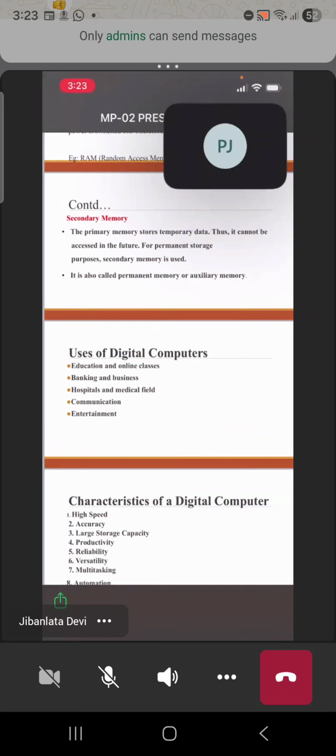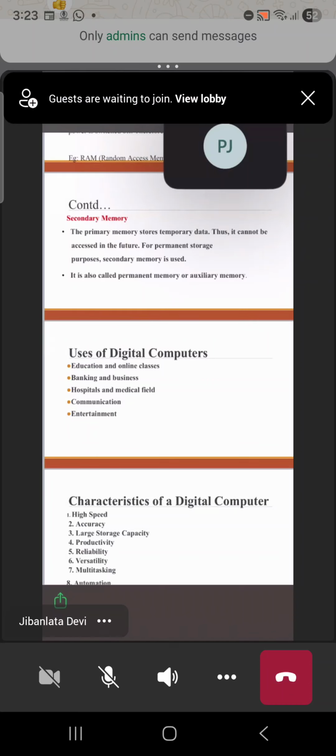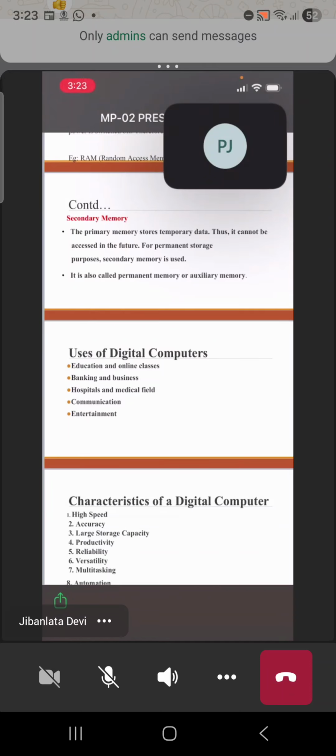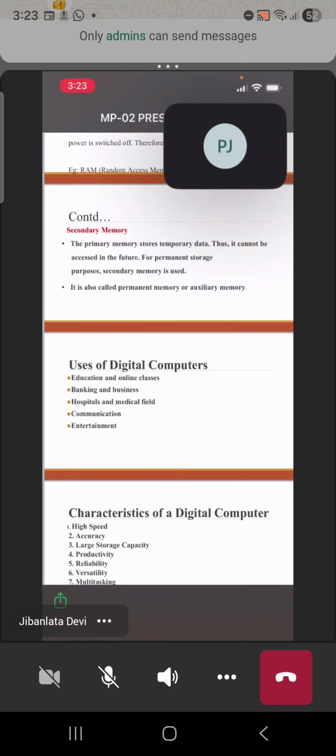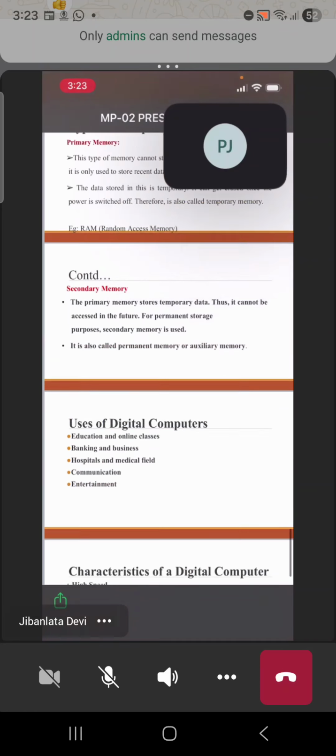Then secondary memory. The primary memory stores temporary data, thus it cannot be accessed in the future for permanent storage. But secondary memory can be used like this: when the power goes off, the data doesn't erase. So that's why it is called permanent or auxiliary memory. Whenever the user requires, we can have the data from the secondary memory, for example the hard disk.